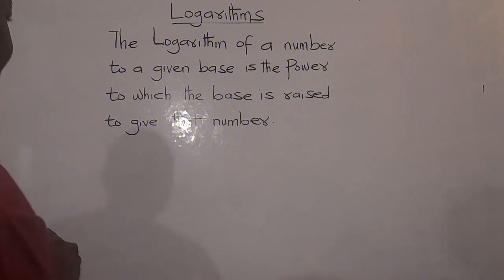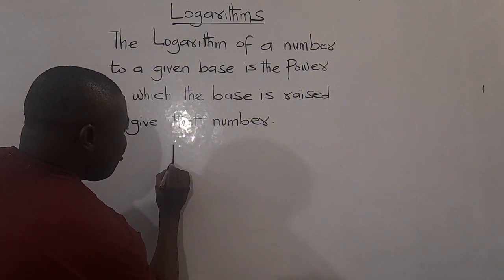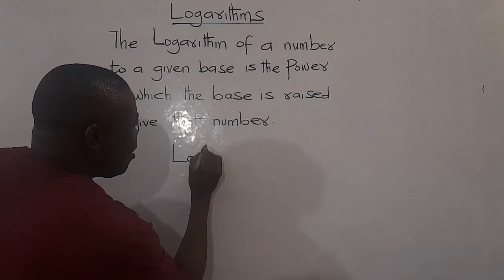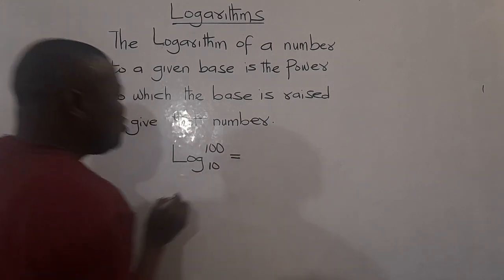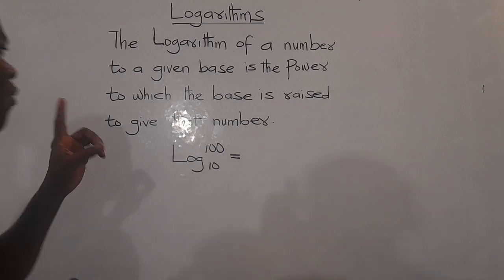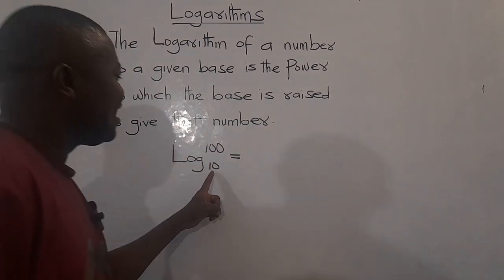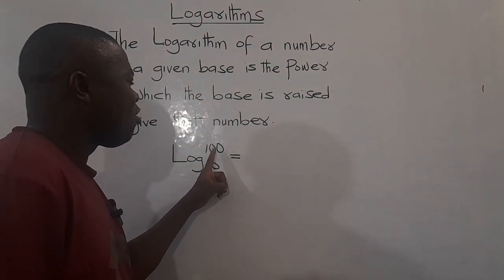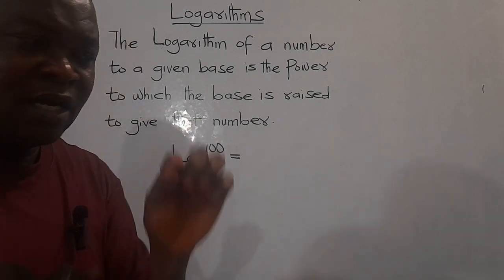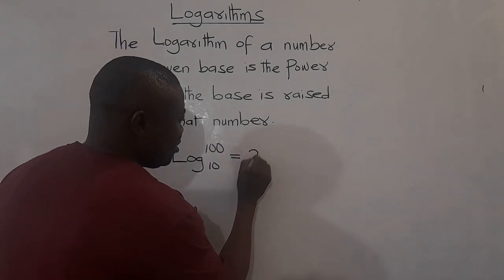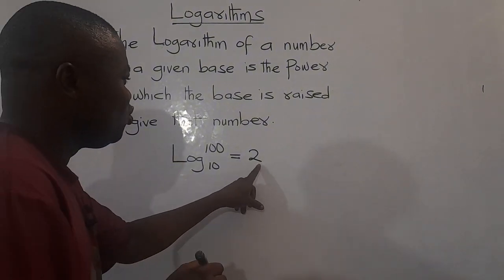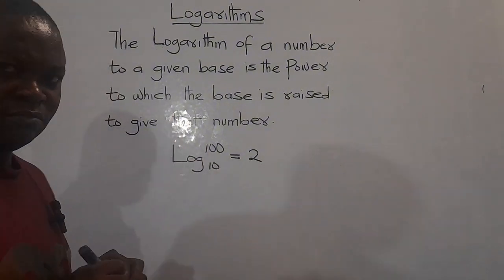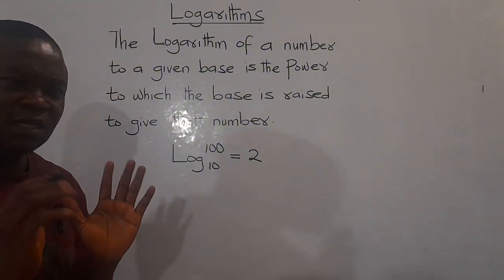For instance, if we have log 100 base 10, the question is this: what number will you raise 10 to get 100? That number is 2, meaning 10 raised to power 2 will give you 100. That is what we're talking about.